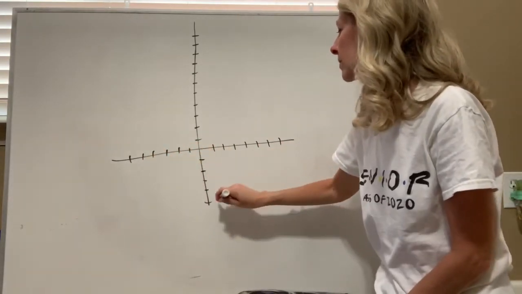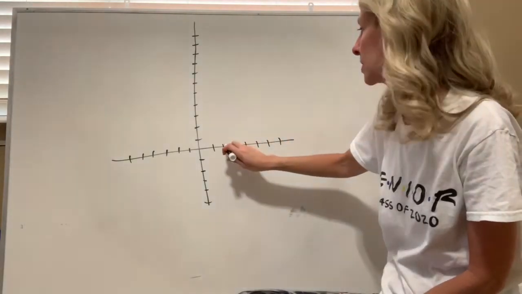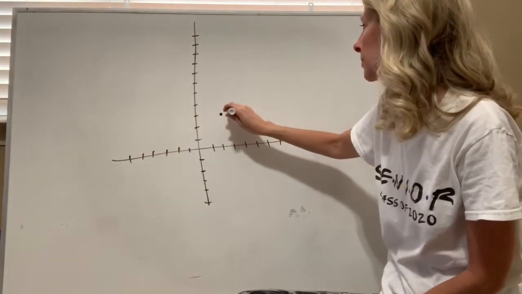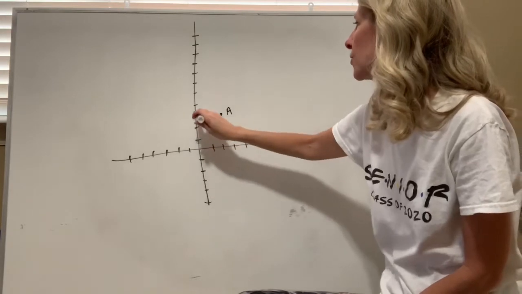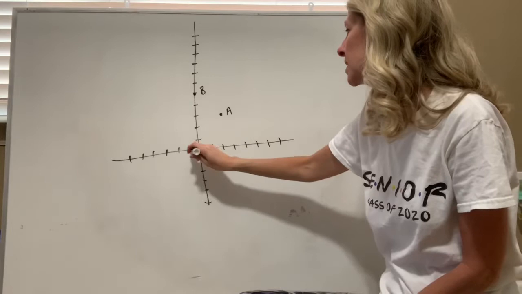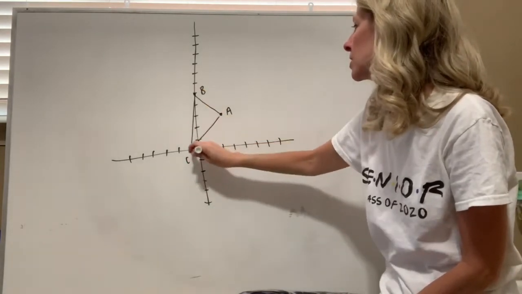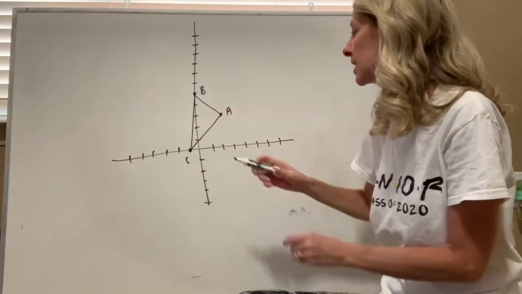All right, so we had A, what was A? Say 2, 3. B was 0, 5. And C was negative 1, 0. So our original triangle looks like that.